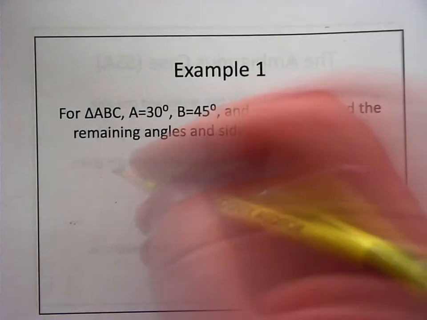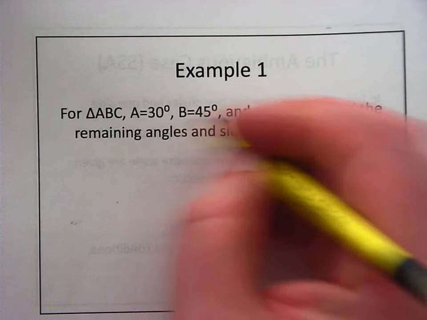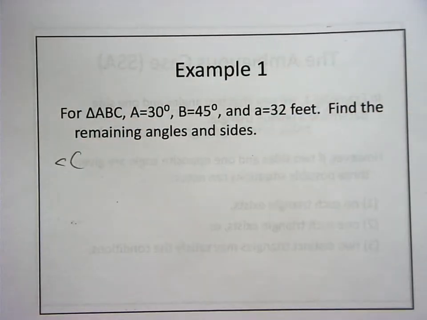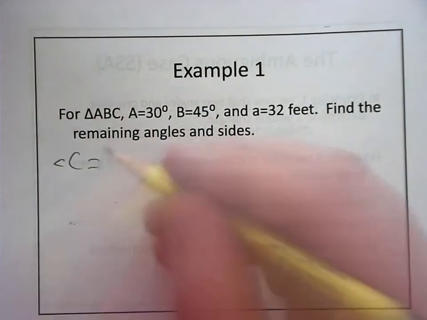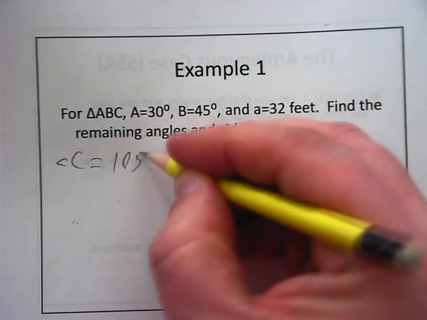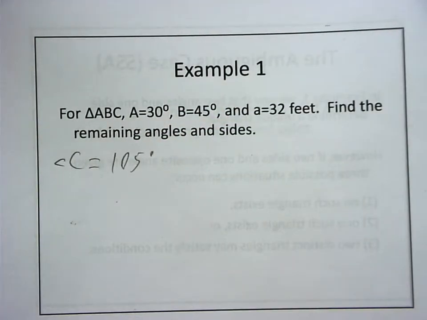The last angle. They give me A and B. I would actually use angle C first. You could do side B, that's fine. But angle C would be what? 105. 180 minus 30 minus 45, right? Yep.